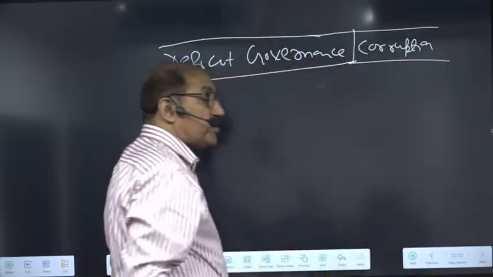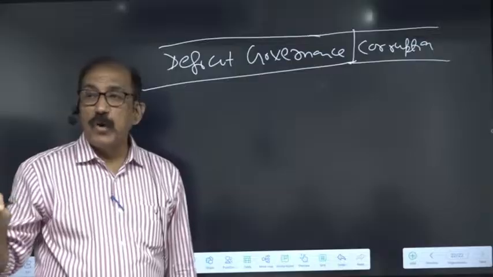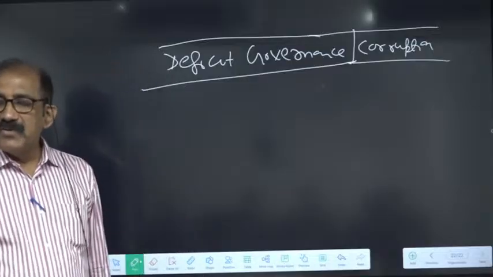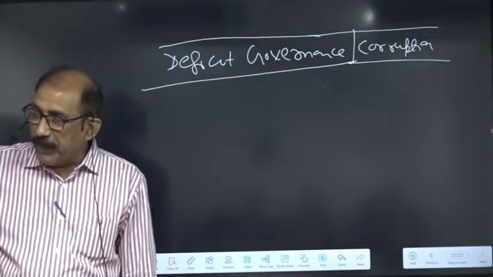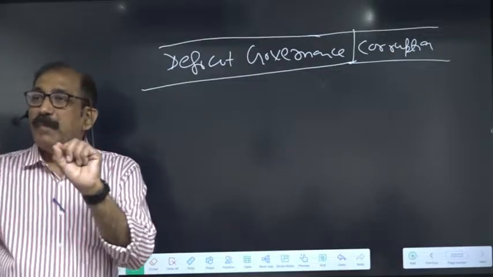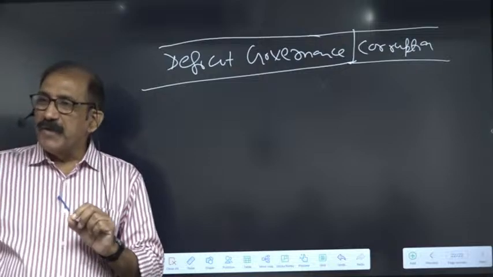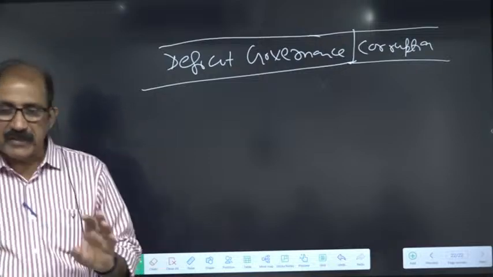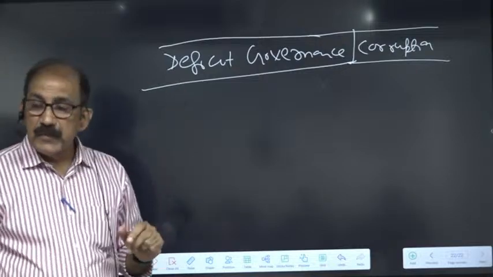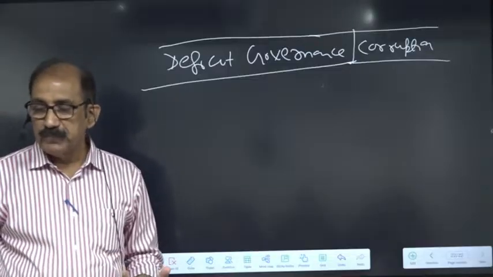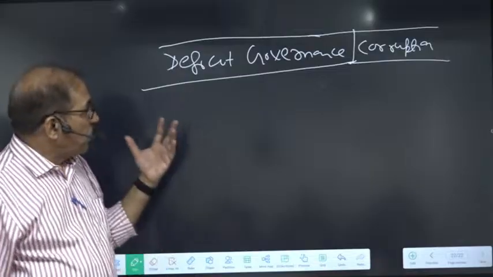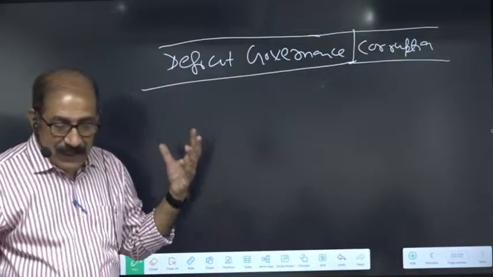Money that the government spends doesn't reach down the line. Rajiv Gandhi had said, for every 1 rupee being spent by the government, by the time it reaches down the line, it remains 12 paise. Deficit governance. Government makes the policies, but they don't reach the people. So poor governance and corruption.